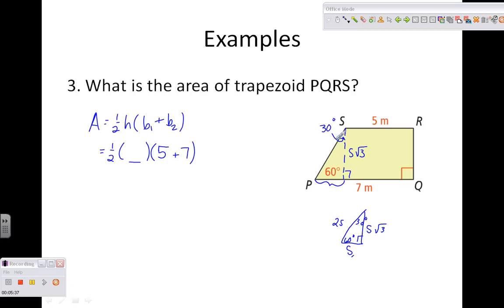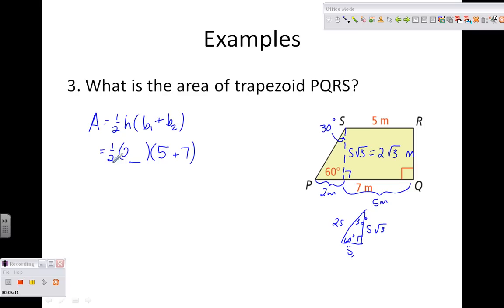Well, the nice thing about this, since I drew in this altitude, basically I have a rectangle here, which means this length is 5 meters because the opposite sides of a rectangle are congruent. If the whole thing is 7 and this is 5, that means this has to be 2. And so this length right here is going to be this times the square root of 3, or 2 times the square root of 3. And that's in meters. Now I have all the information that I need.